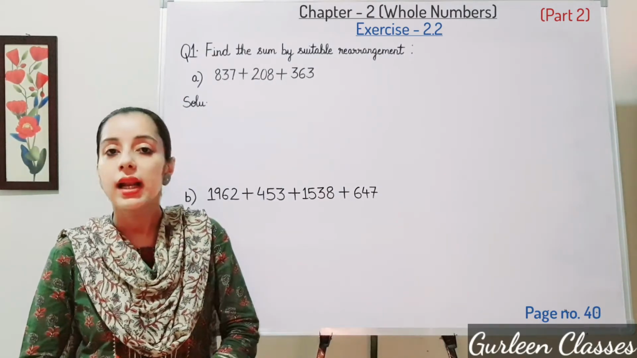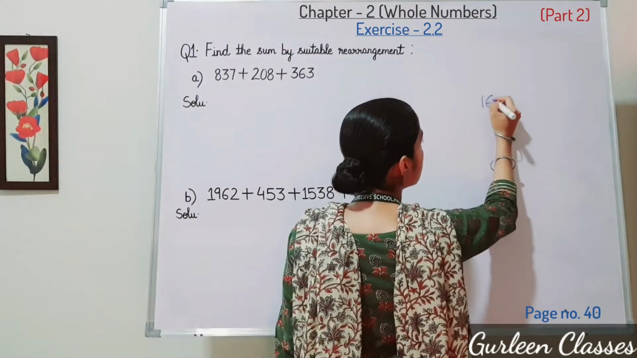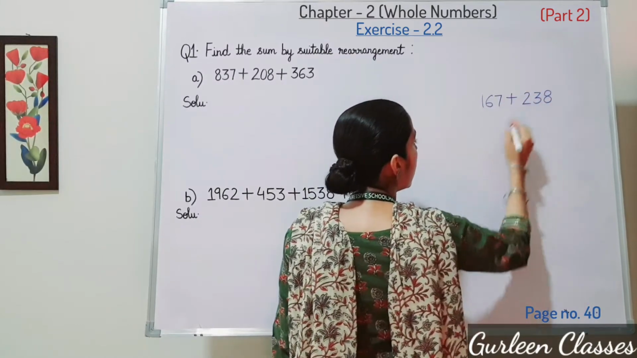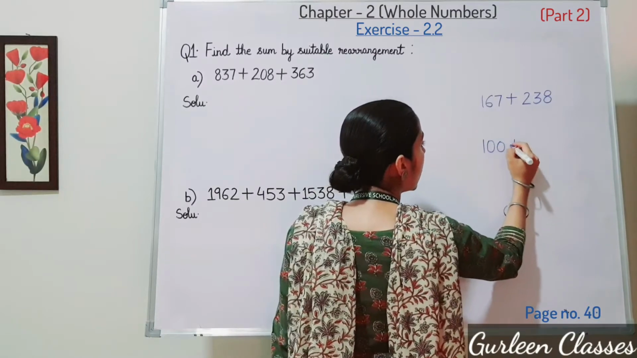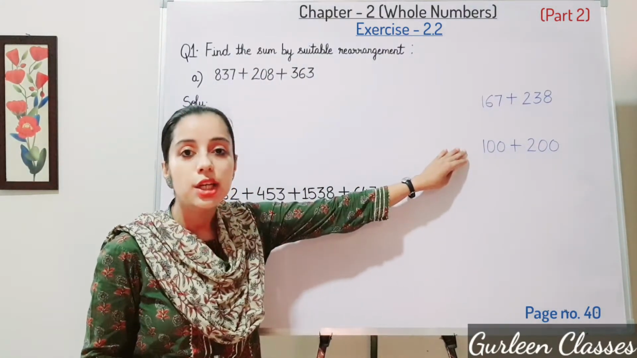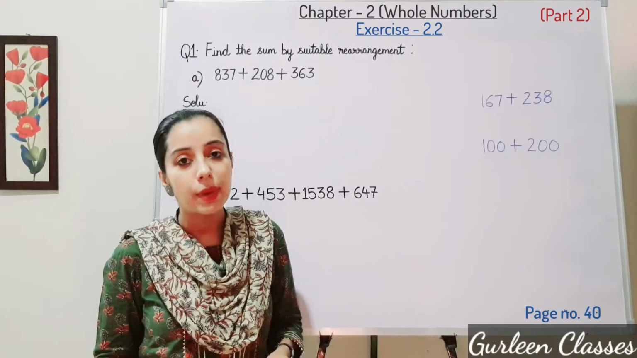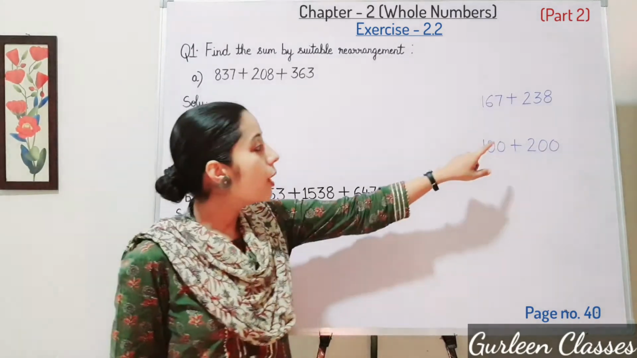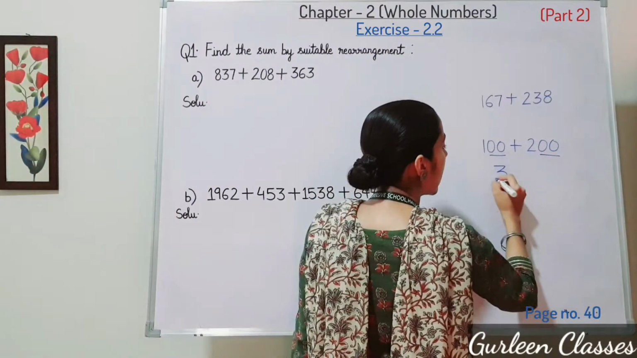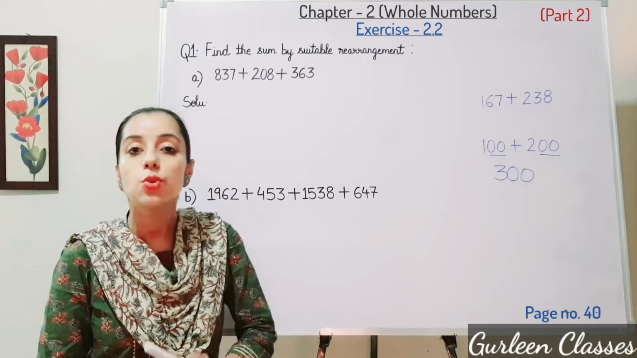Before moving to the question, let me give you all one example. Suppose you want to add 167 plus 238, and another pair is 100 plus 200. Out of these two, look at the last digits, 7 and 8. Here you have to add each and every number one by one, and the calculation will be lengthy. If you have 100 and 200, the last digits are 0, 0, so the calculation is very easy. Directly we can do 2 plus 1, 3. The answer is 300. So here we have to add by suitable rearrangement.